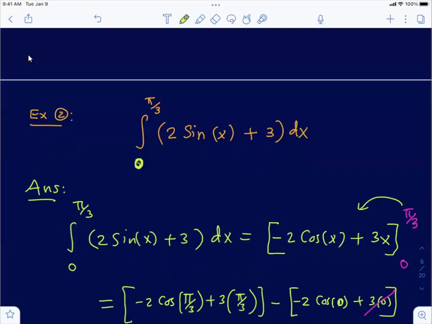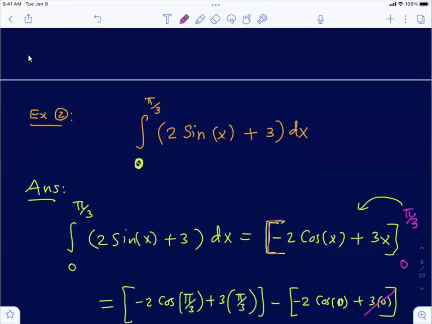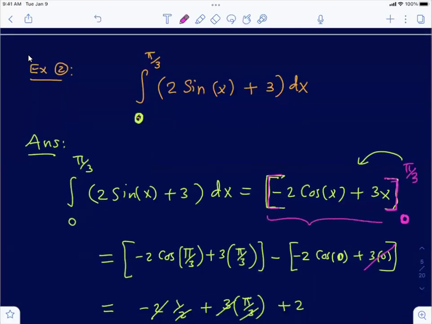After having that answer, let me use a different color here. After having the answer, I will put brackets around it and then I will indicate these two bounds here, 0 to pi over 3. That is the top bound that we have. What you see on the right-hand side of this computation is a new symbol. What is the purpose of this new symbol? It is kind of a placeholder until we do the computation.